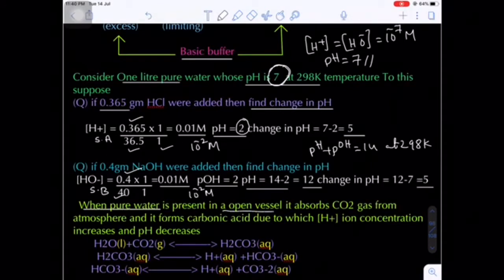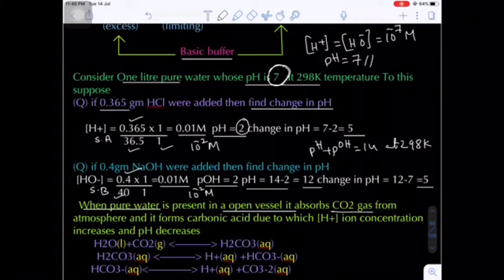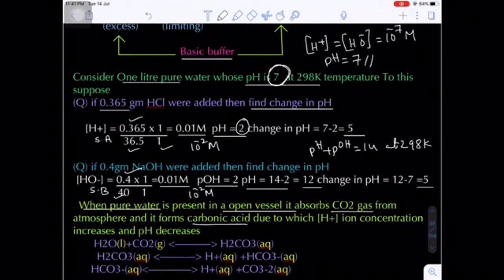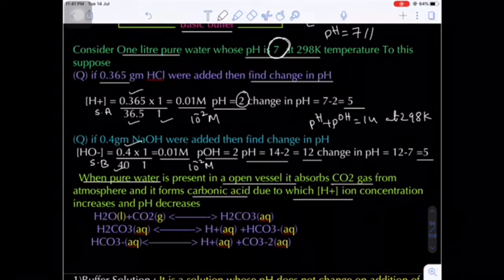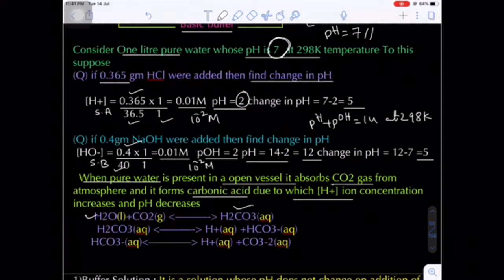Okay. Now here, let's suppose we have pure water. Even pure water, if it is present in an open container, the pH of the solution decreases, becoming less than 7. Why? Because the CO2 gas present in the atmospheric air is absorbed by the water molecules and it will form carbonic acid. Carbonic acid being a weak acid produces H plus ions, due to which the H plus ion concentration increases and pH value decreases.